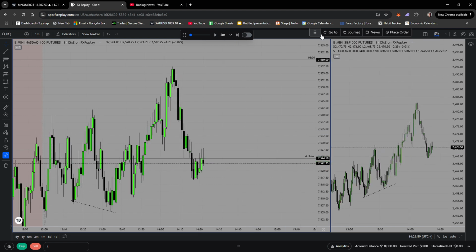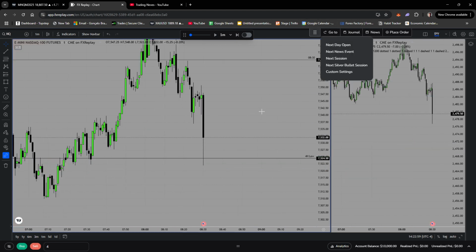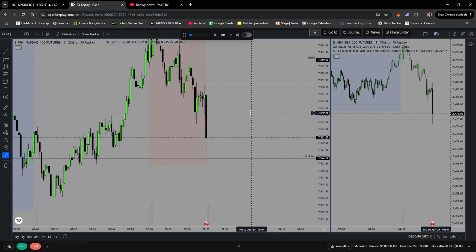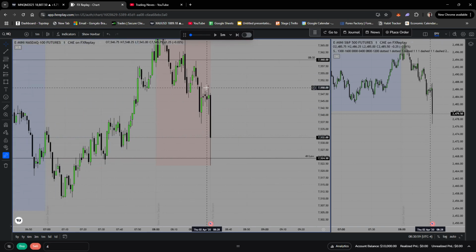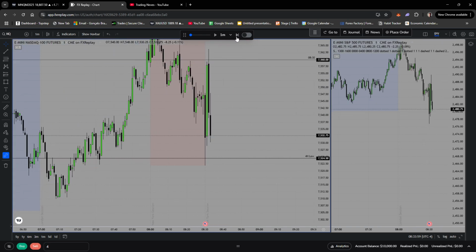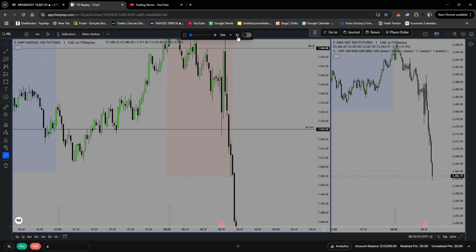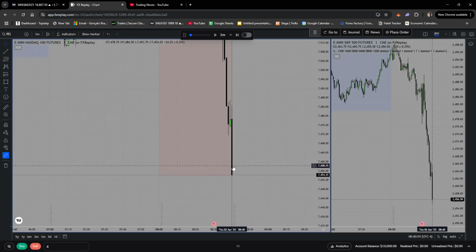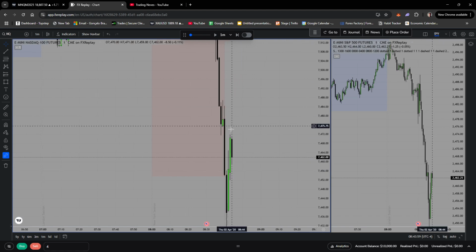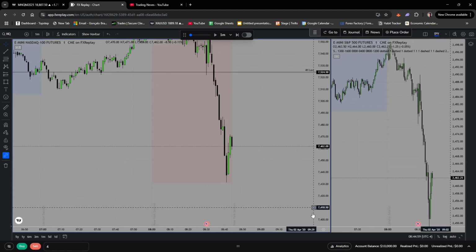Just because I don't like the way price action's moving. Go to the next day. Okay, so this is a good example. It's 8:30. We have red folder news. This now validates the pre-market macro, which is from 8:45. Let's fast forward. Okay, we're here.